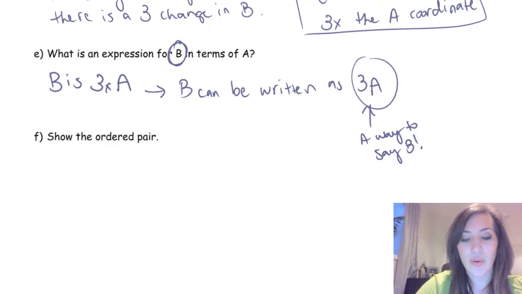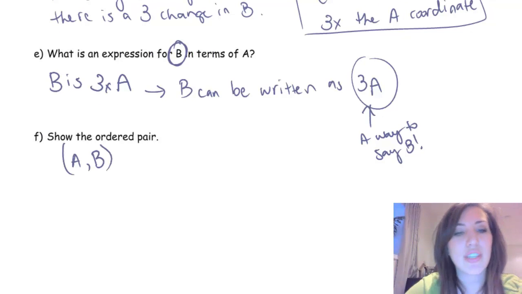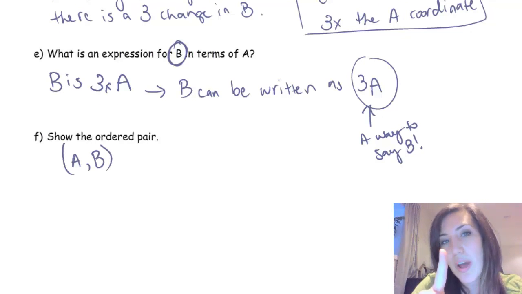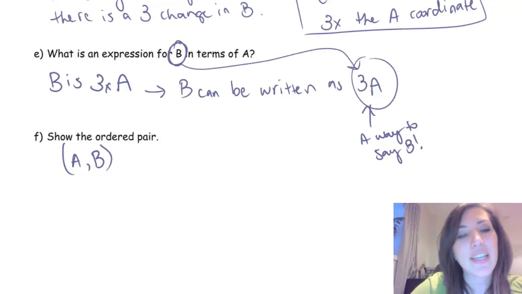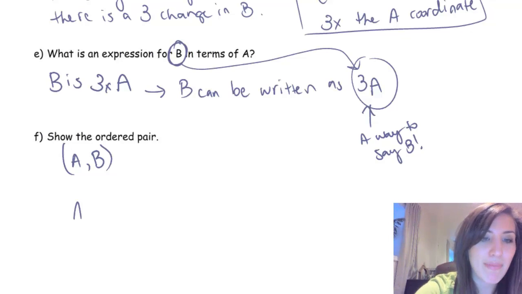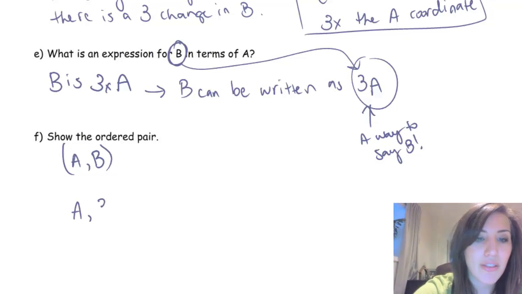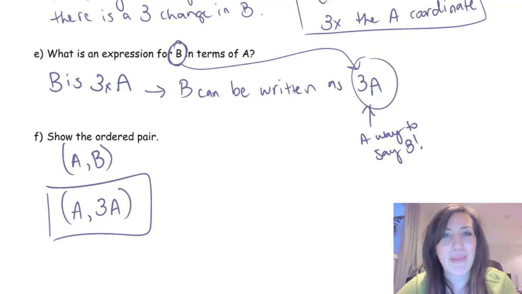What is the ordered pair here? So we know that the ordered pair always goes A, B, but when I show this, I want to show them both using just one of the letters. So here I've already changed B into A, so let's show them both as an A. So let's put them both in terms of A. A stays the same, but instead of B we can say 3A. So this would be my ordered pair.